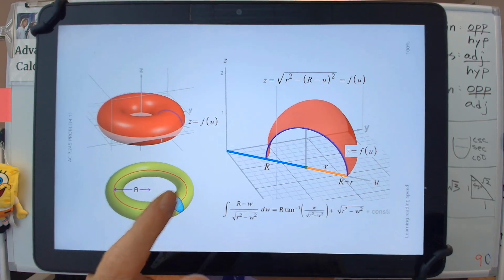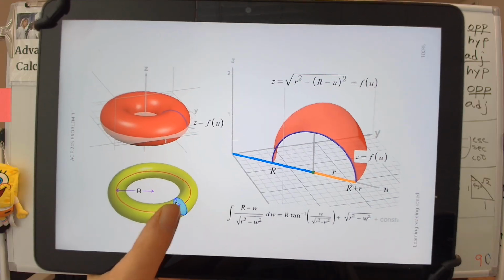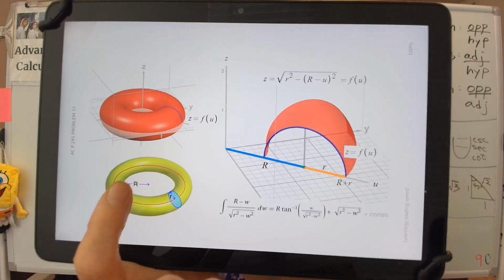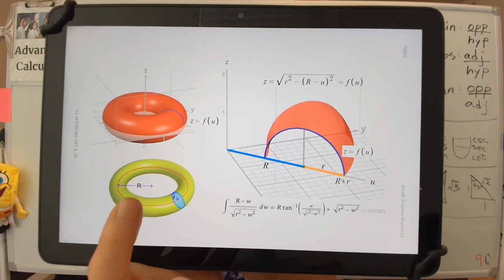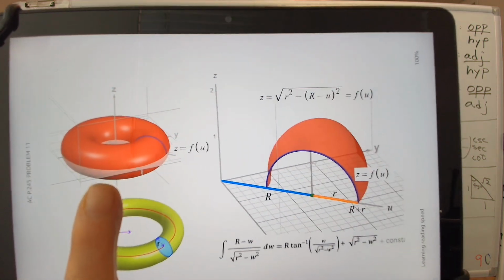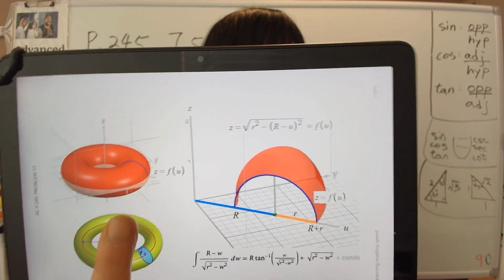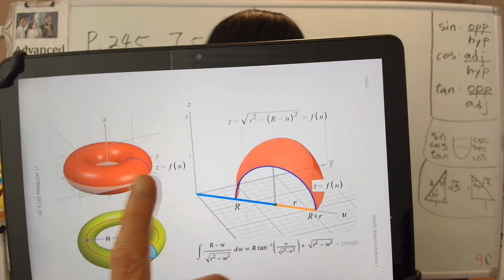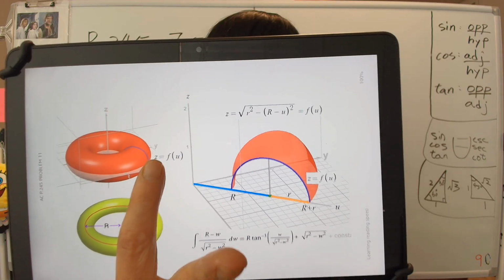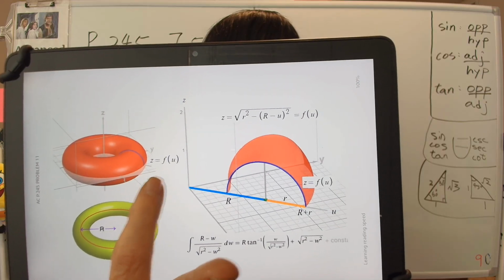Remember that a torus has a big R and a small r. Big R is the major radius, where small r is the minor radius of the little cross-section circle. Big R is the main radius of the torus. It measures to the middle of the torus like that. So I have a sample of a torus here, which looks just like a donut. And z equal to f of u, as you can see right there, is that semicircle. If you spin it clear around, then you will get the donut.